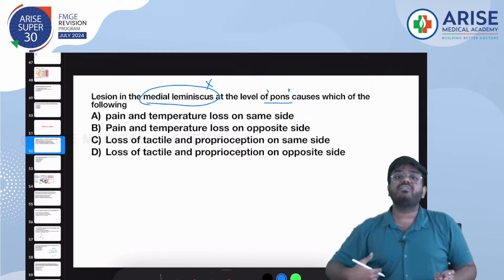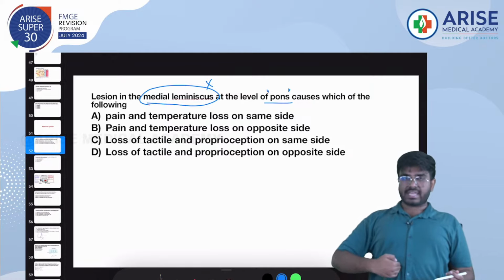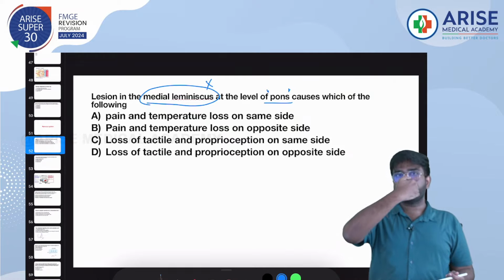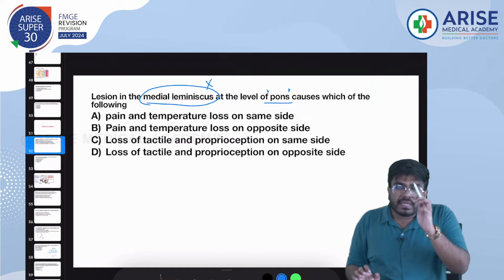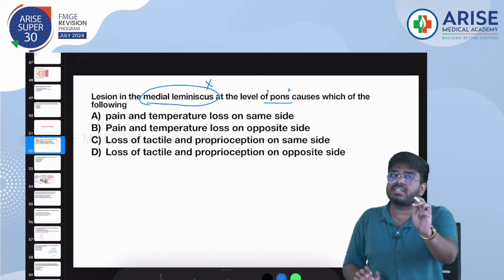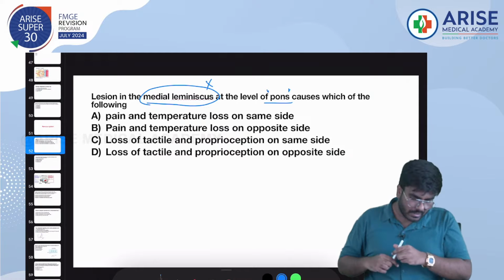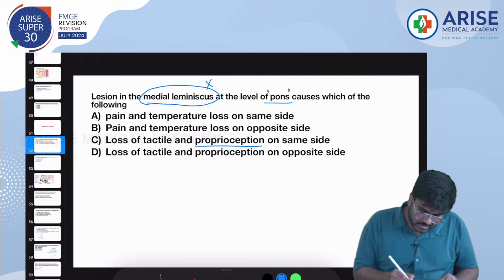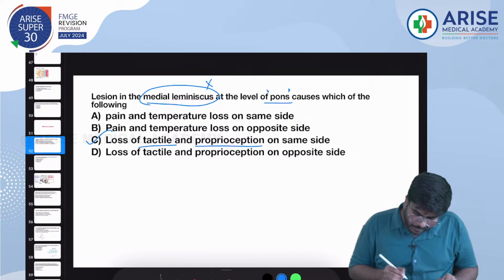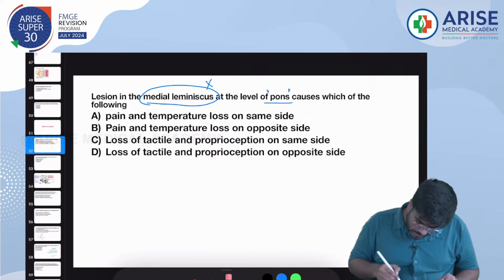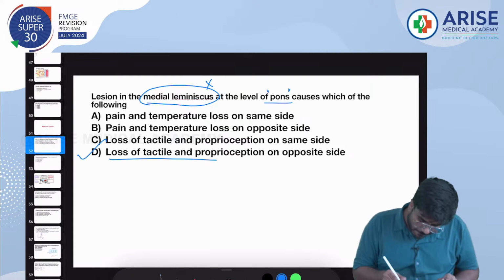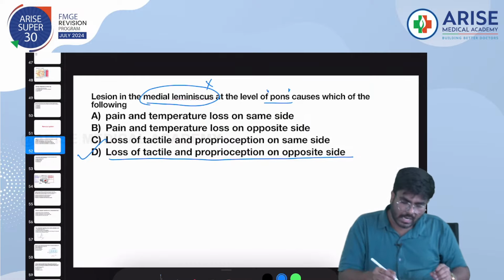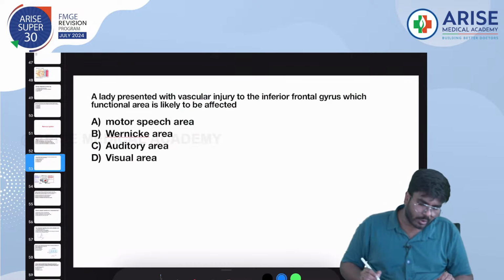Because advanced sensations travel on the same side of the spinal cord, but they cross in the medulla and travel as the medial lemniscus. So the medial lemniscus is carrying the advanced sensations from the opposite side of the body. So the patient is going to lose the proprioception and fine touch. Loss of tactile and proprioceptive sensation on the opposite side of the body.